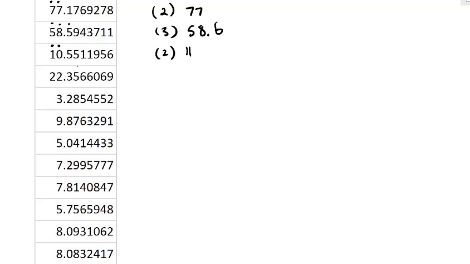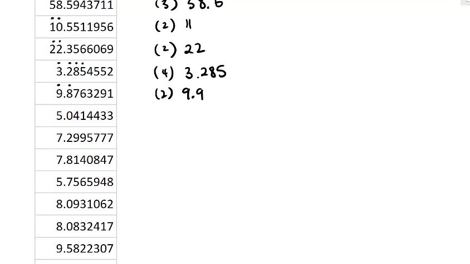Okay, so the next one, let's go to 2 significant figures, 1, 2, it's going to stay at 22. Okay, let's go to 4 significant figures, 1, 2, 3, 4, it's going to round down, 3.285. Let's go to 2 significant figures, 1, 2, it's going to round up, so 9.9. Okay, let's go to 3 significant figures, so you can measure this, so then it's 5.04, because this one will round down.